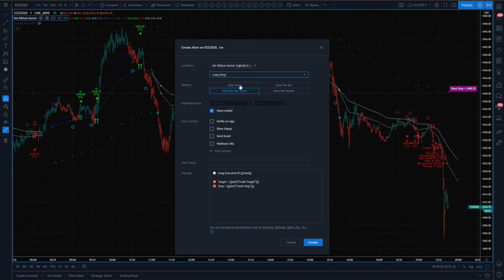For the longs or the shorts, you get some additional stuff here. This is the current trade target for the actual trade. So if you got this long, this would be injected with 3438 instead of this plot trade target, whatever. It would just say 3438 here instead. This is what it would look like when it actually happens. Trade stop will be injected with the current value of the trade stop.